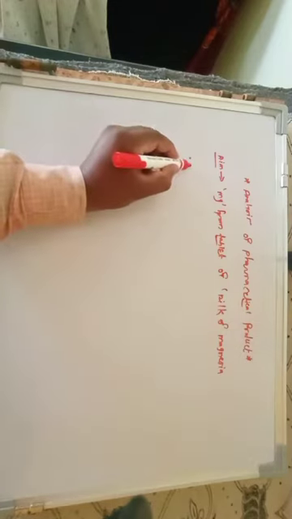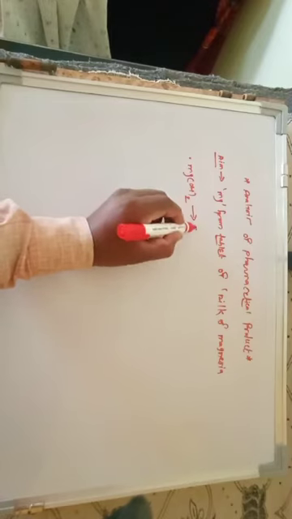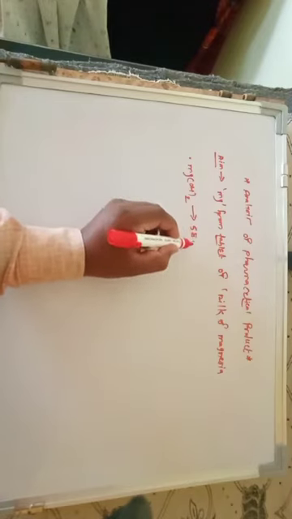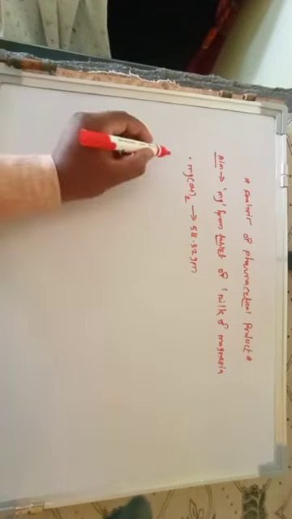Let us discuss some important points regarding this milk of magnesia. This milk of magnesia is known as magnesium hydroxide. You should remember, this milk of magnesia is nothing but magnesium hydroxide, having a molecular weight of 58.32 gram. So what is its use? It is used as an antacid.